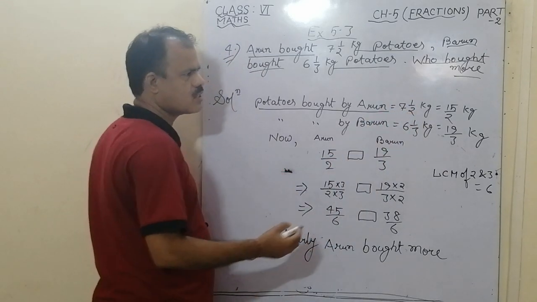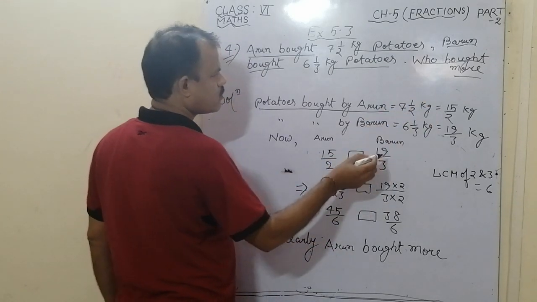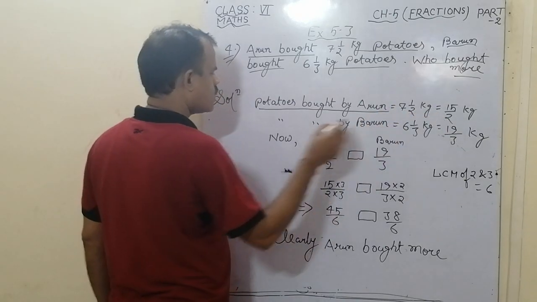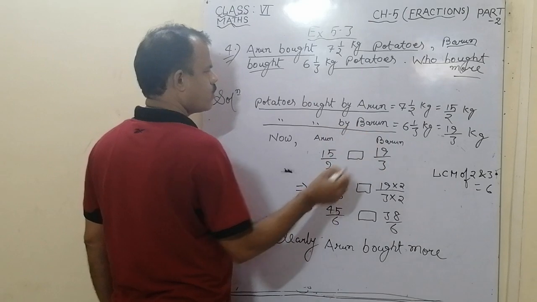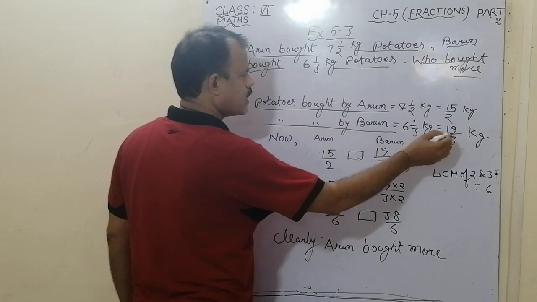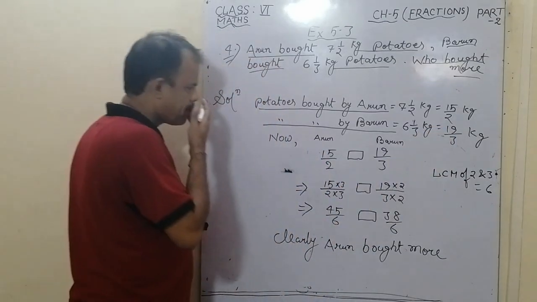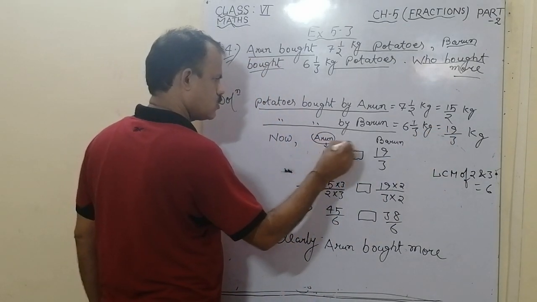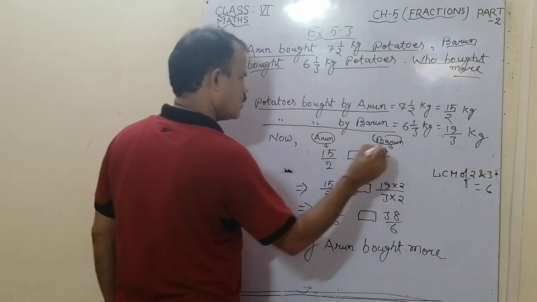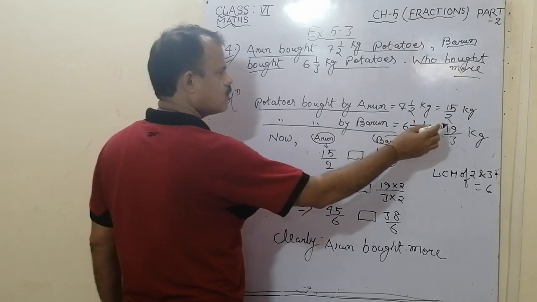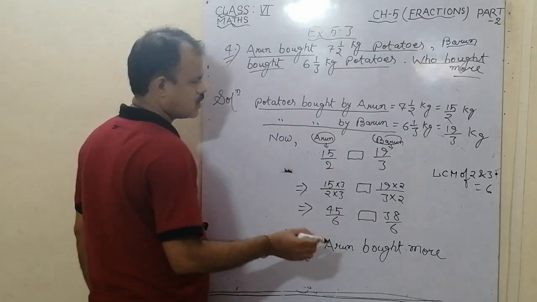This is a mixed fraction, so we change it into an improper fraction. So it becomes 7 times 2 is 14, plus 1, 15 by 2 kg. Potatoes bought by Varun, 6 whole 1 by 3, becomes 6 times 3 is 18, plus 1, 19 by 3. Okay, now look here, this is Arun and this is Varun. Arun bought 15 by 2 kg, and Varun bought 19 by 3 kg.